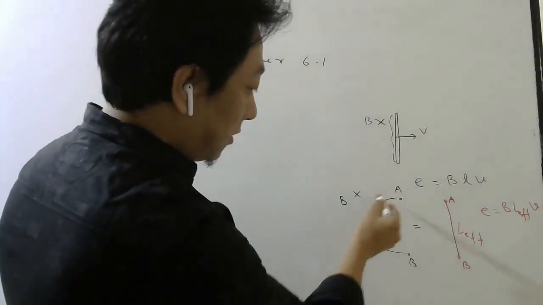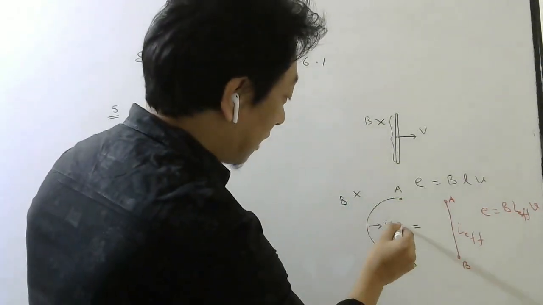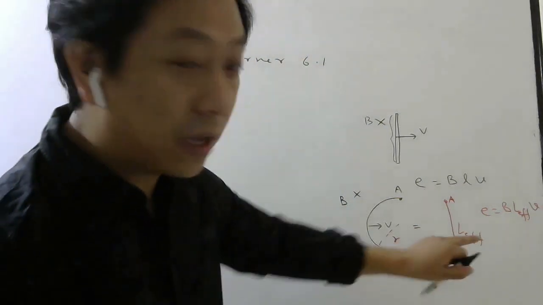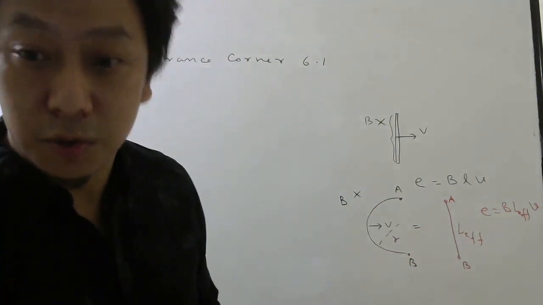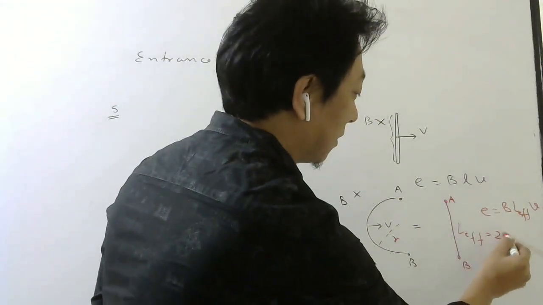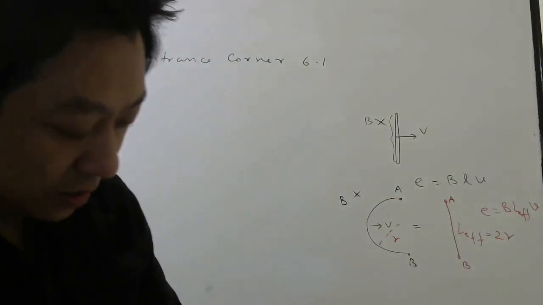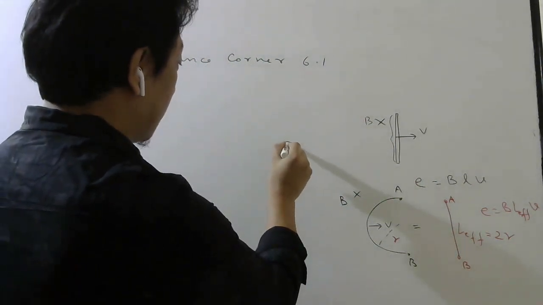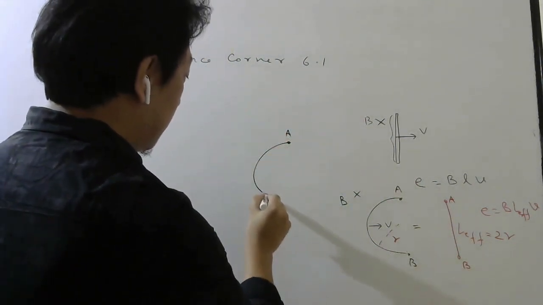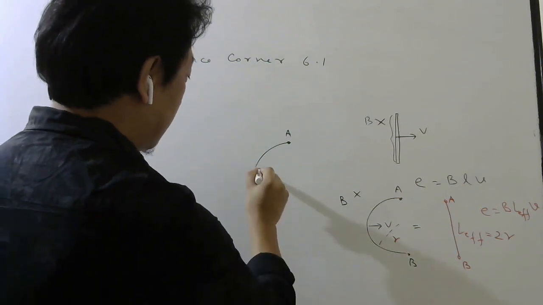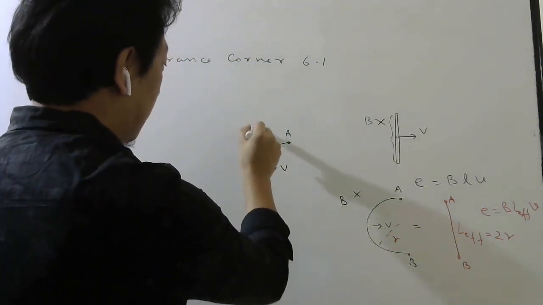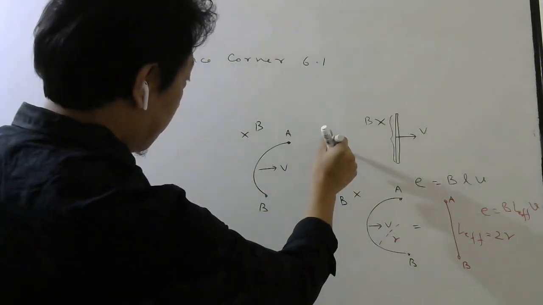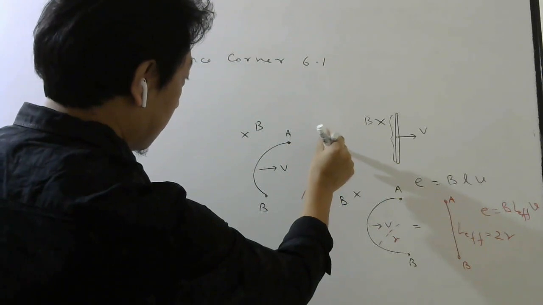For example, if this is a semicircle whose radius is R, then what will be your L effective from here to here? 2R, right? Diameter it will be. So that way you can find the EMF for a curved rod. Now if it is like this, A is here, B is let's say here, and it is moving perpendicular to magnetic field, then your L effective will be this one from A to B, right?